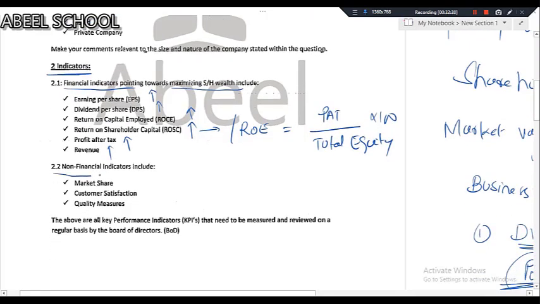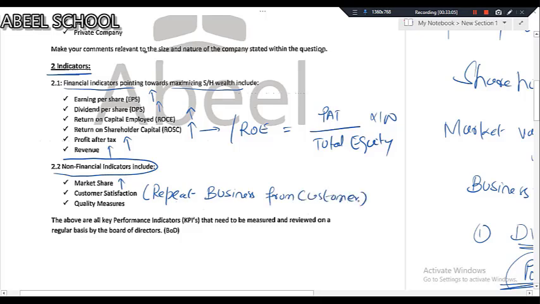But we have some non-financial indicators as well. Market share. Obviously, if market share is increasing, it is pointing towards maximization of shareholders' wealth. Customer satisfaction. Customer satisfaction means repeat business from customers. If you're getting repeat business from customers, it means you have achieved customer satisfaction.